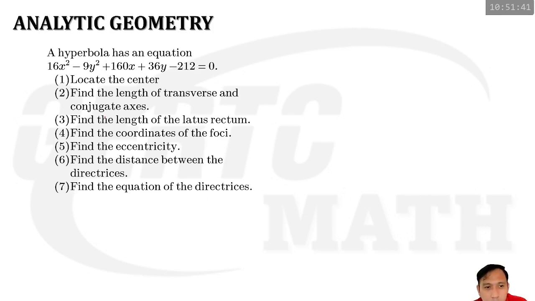Now, the latus rectum dito would have the same formula, no, with the ellipse, no? 2b squared over a. Okay? And the coordinates of the foci, the eccentricity, the distance between the directrices, then the equations. Include natin equations ng directrices, no? And also i-graph natin.